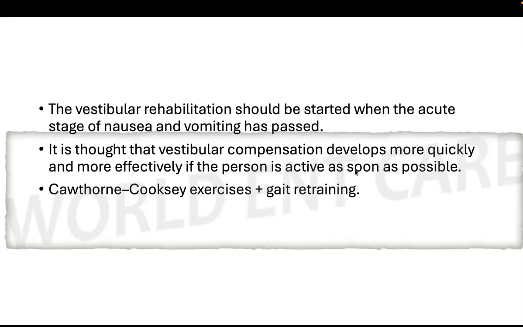Now, vestibular rehabilitation should be started when the acute stage of nausea and vomiting is past. So that is important. You shouldn't prescribe vestibular rehabilitation exercises when the patient is in the acute stage. Now, it is thought that vestibular compensation develops more quickly and more effectively if the patient is active as soon as possible. And vestibular rehabilitation exercises are like Cawthorne-Cooksey exercises as well as gait retraining exercises.